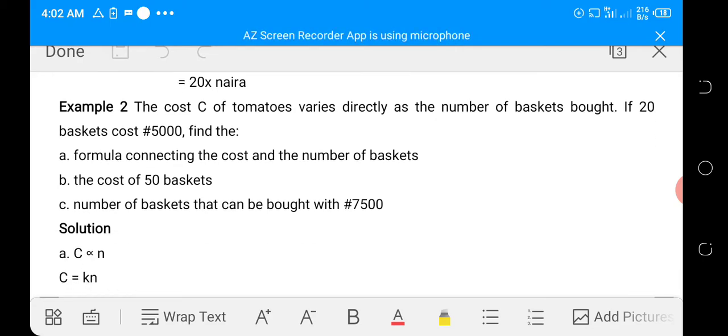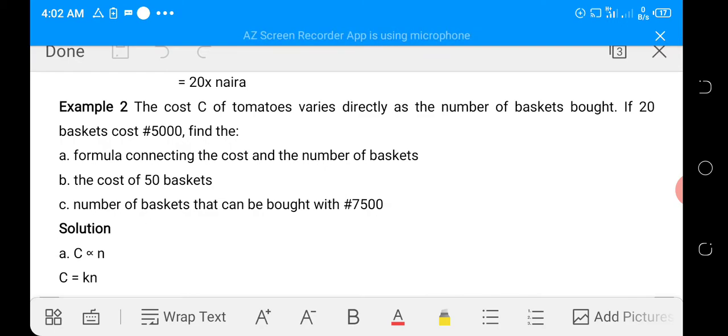Let's see how this can be solved. The cost varies directly as the number of baskets bought. So let C represent the cost and N represent the number of baskets bought. So it means that C varies directly as N. And when the variation sign is changed to equal to, we have C is equal to KN, where K is the constant of the proportionality. Now let's substitute the values given to us.